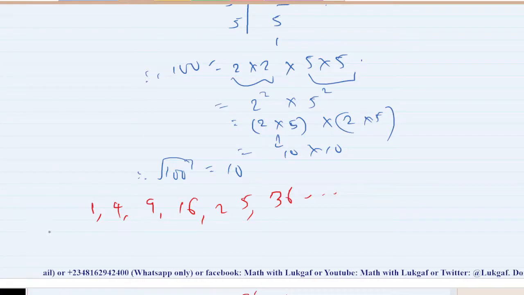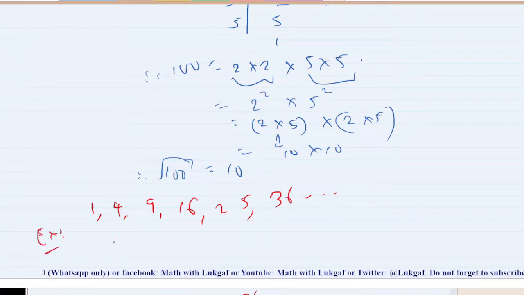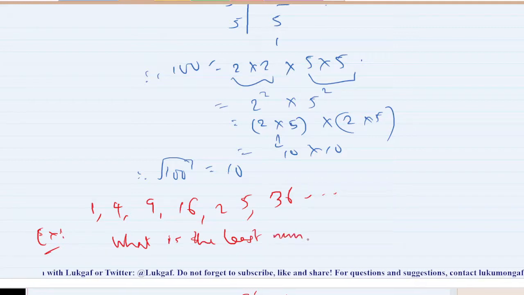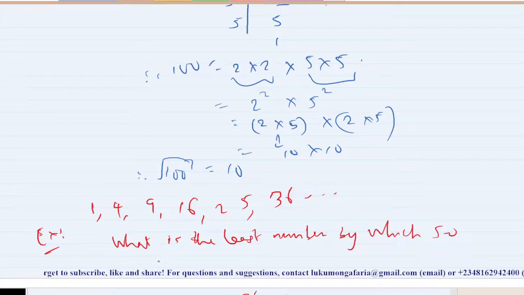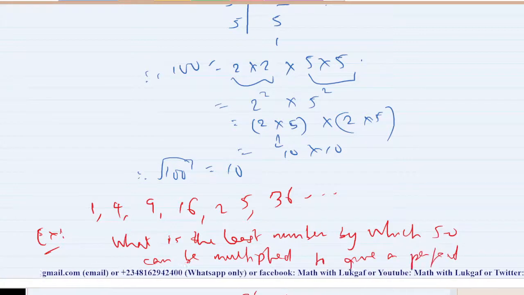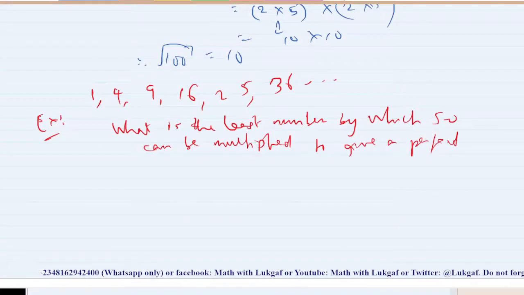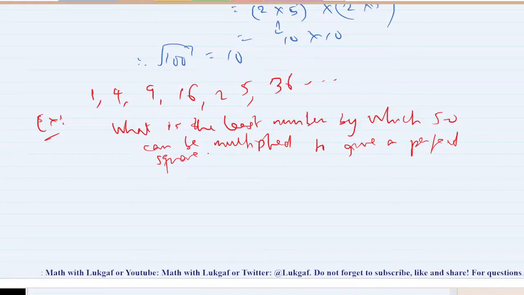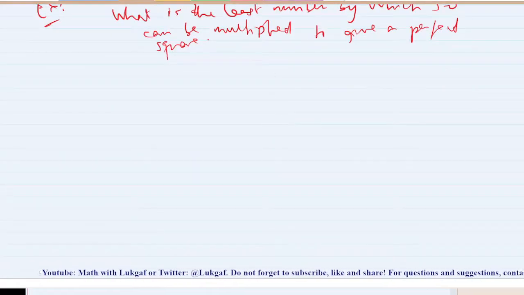For example, if you have something of this nature, what is the least number by which 50 can be multiplied to give a perfect square? To give a perfect square, that is not difficult. What you are going to do is to express it in index form.